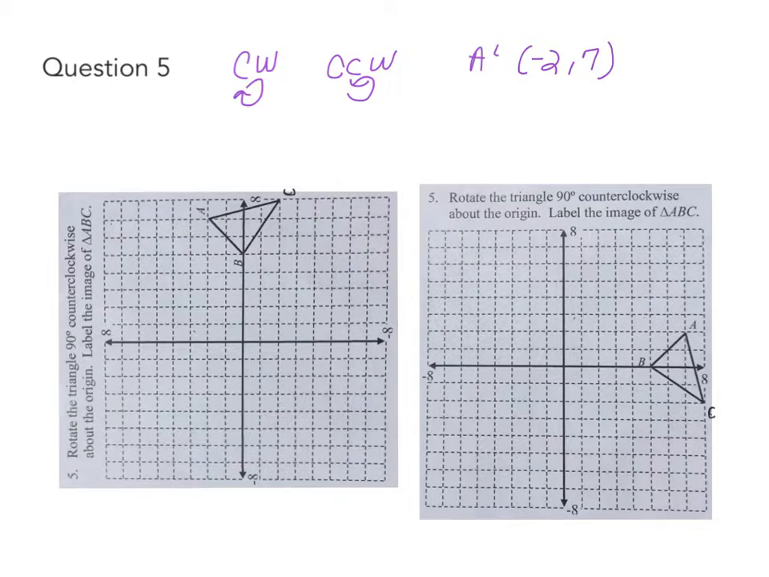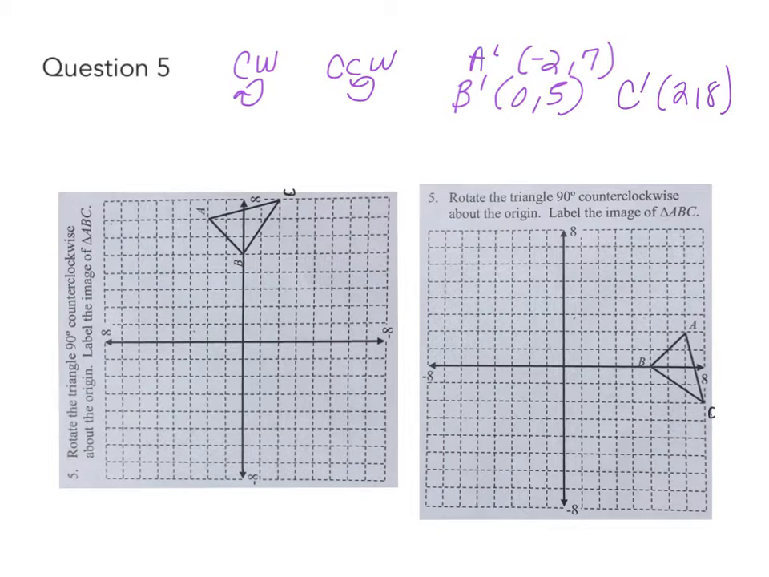So A prime will appear at -2, 7. B, we can see, used to be on the x-axis, but now B is on our y-axis. So B is at the point 0, it looks like, is that a 5? 0, 5. So that means that B prime should be at 0, 5. And then lastly, C. C was in our 4th quadrant, but when we rotated it 90 degrees counterclockwise, it's going to move into quadrant 1. So C is at the point 2, 8. So C prime, when we graph this, should be at 2, 8.